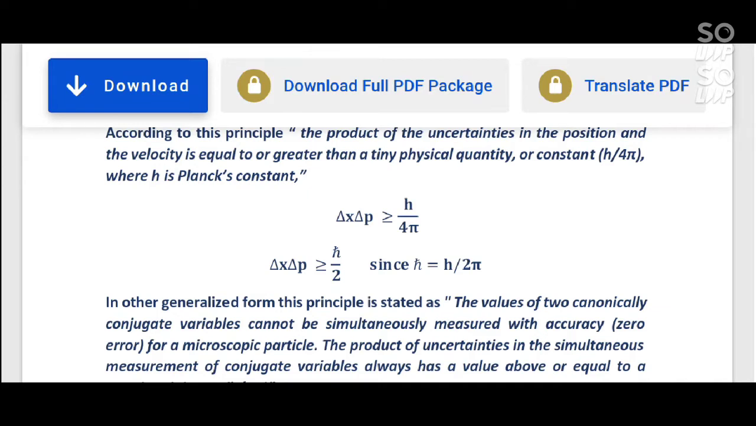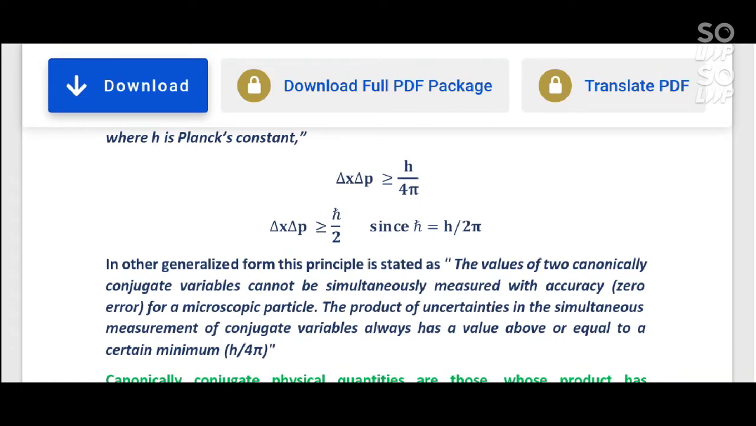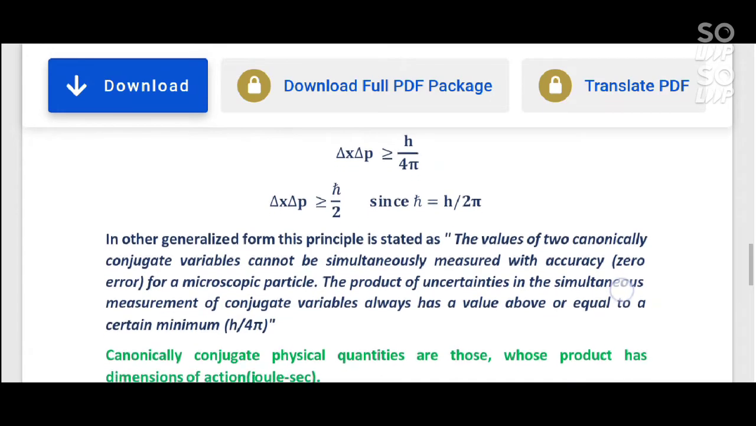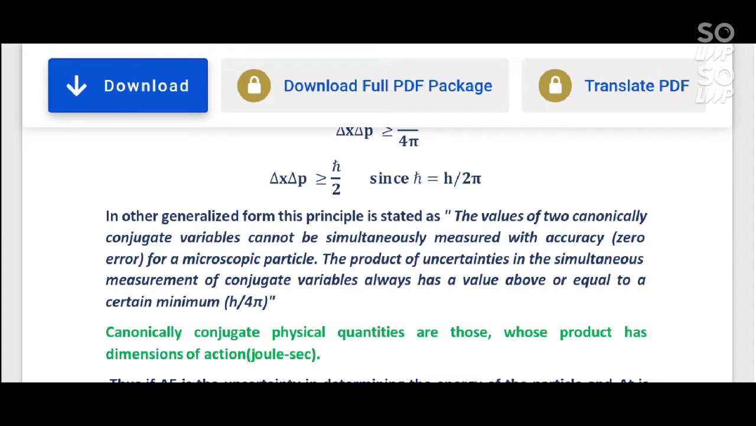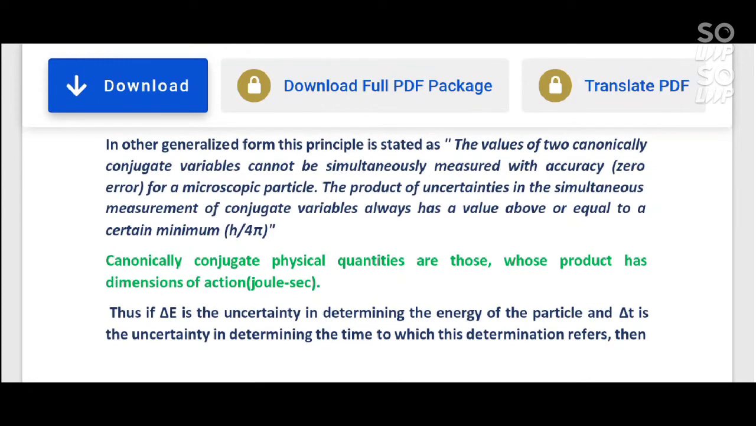In the other generalized form, this principle is stated as: the values of two canonically conjugate variables cannot be simultaneously measured with accuracy, that is, zero error, for a microscopic particle. The product of uncertainties in the simultaneous measurement of conjugate variables always has a value above or equal to a certain minimum, h by 4 pi. Canonically conjugate physical quantities are those whose product has the dimension of action, that is, joule second.